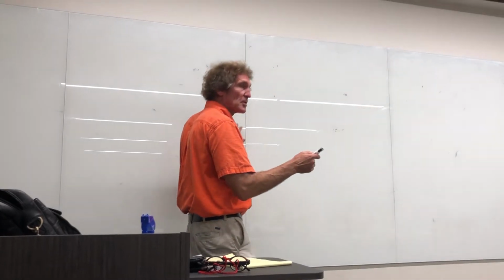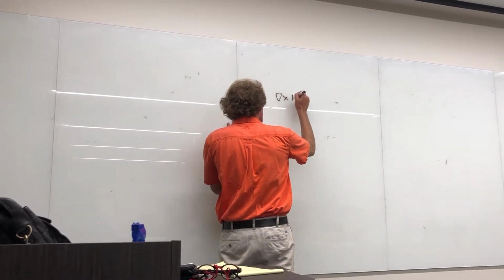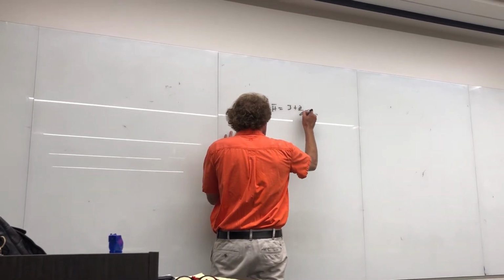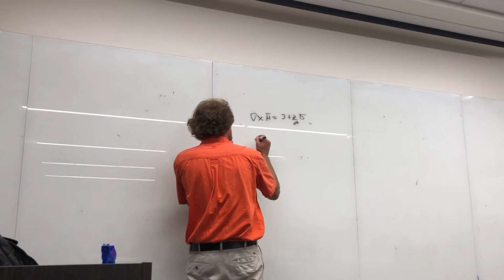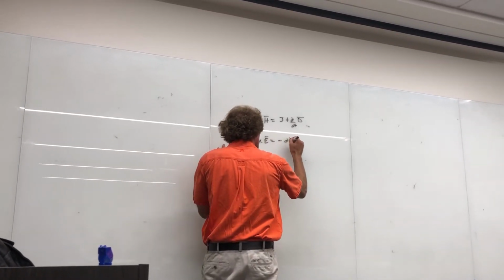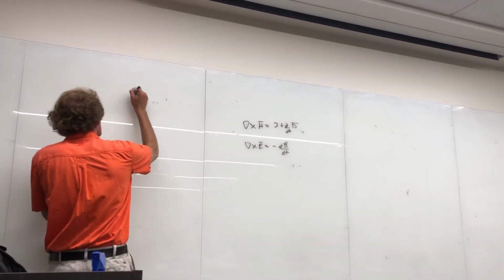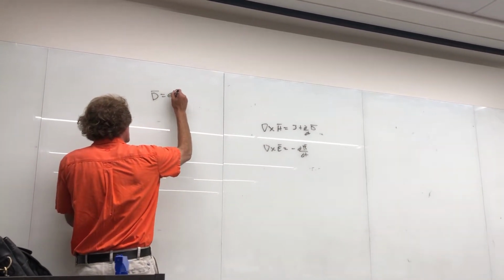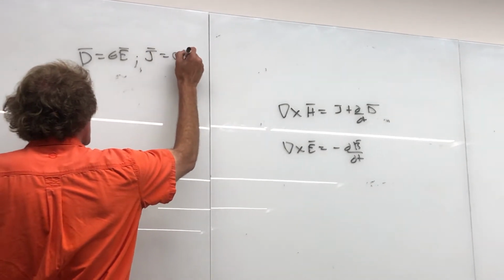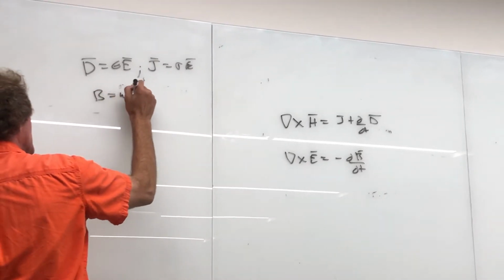So it all starts with Maxwell's equations. The first of the two is curl of H is equal to J plus the partial with respect to t of D. And the second is curl of E is equal to minus dB dt. And the coupling is D is equal to epsilon E. Also J is equal to sigma E. And also B is equal to mu H.